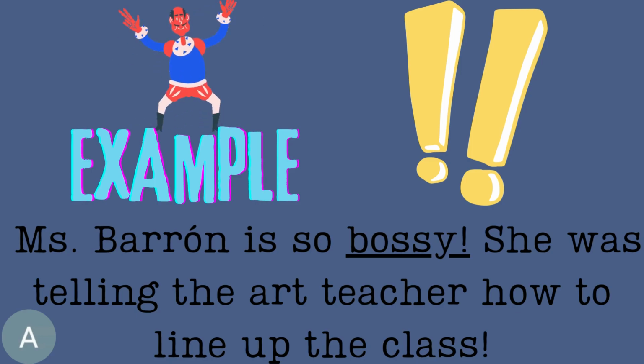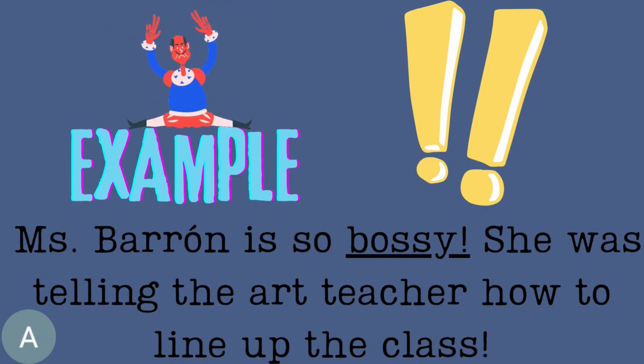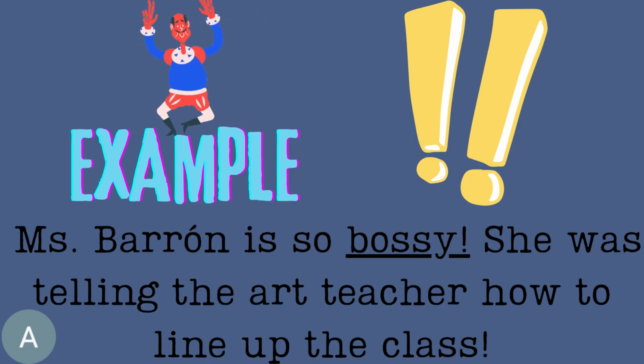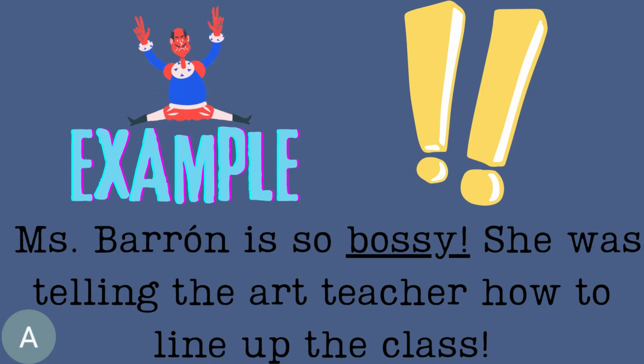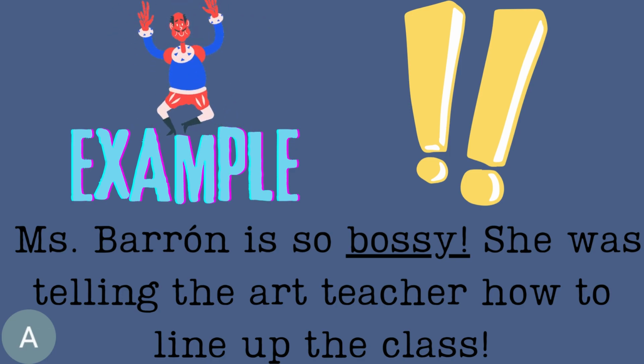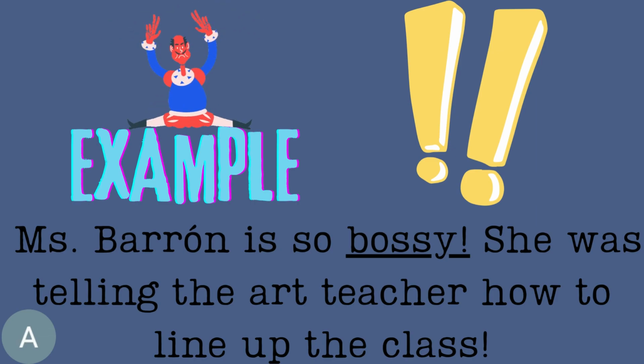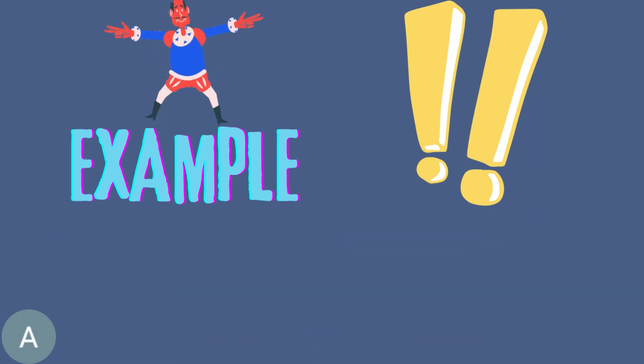So in our readings, they might give us an example of what the word will mean, and that can help us understand what an unknown word is. Here it says, Miss Barone is so bossy. She was telling the art teacher how to line up the class. And we know she's bossy because the art teacher probably doesn't need her telling her how to line up a class. She knows what to do. But Miss Barone is bossy, so she's going to take charge anyways.